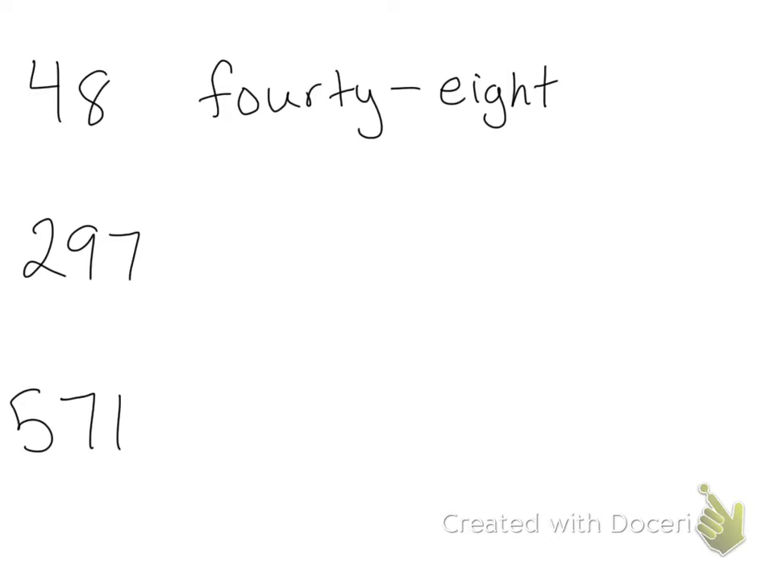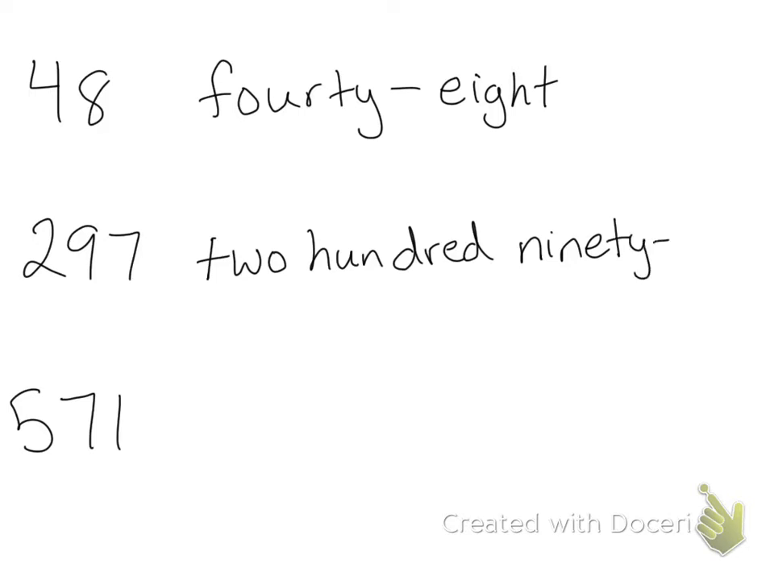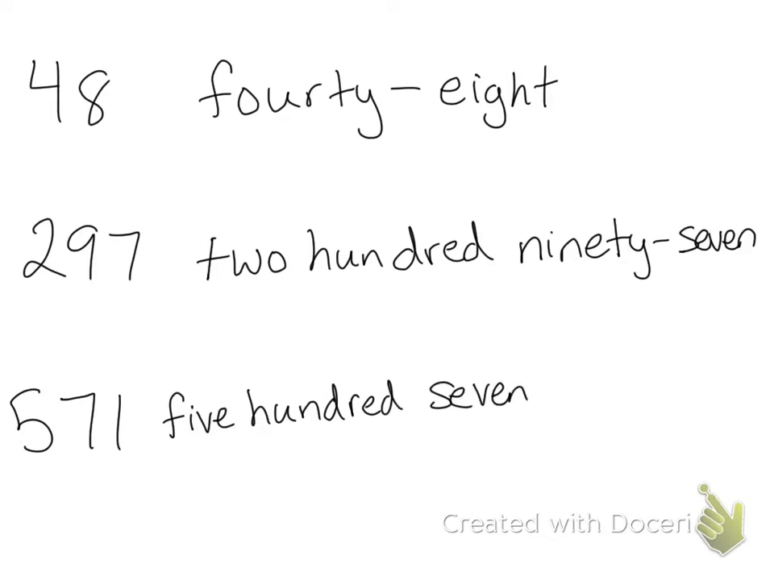Okay. 297. We would write 200 90 hyphen 7. And 571, we would write 500 70. Then I'd put my hyphen and then the word 1.